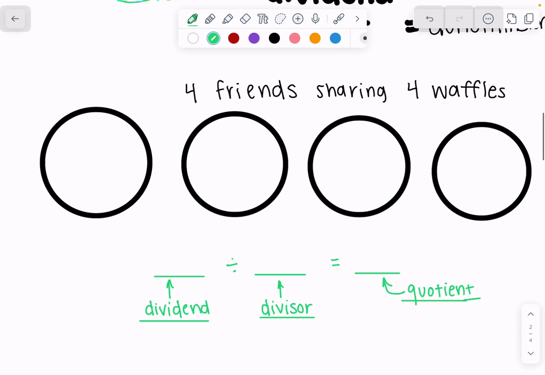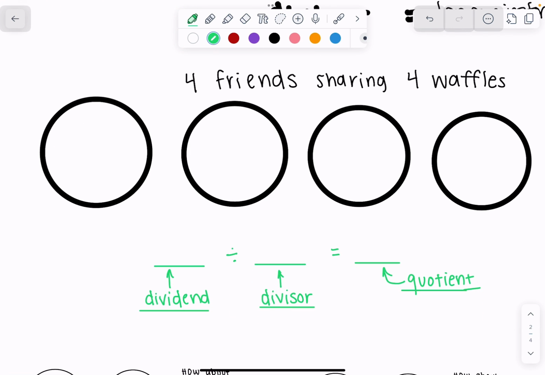So let's look down here. Let's say you and your 4 friends went to Waffle House, okay? You and your 4 friends are sharing 4 waffles. And in today's kind of video, you'll see kind of a mix of things. But for right now, these 4 circles are going to represent friend 1, friend 2, friend 3, and friend 4.